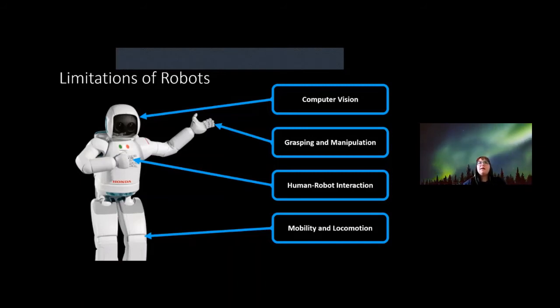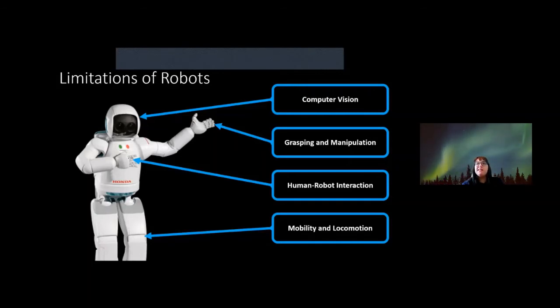Another key point is, I'll group these two together. When we think about grasping and manipulation, if you think of a robot that needs to pick up objects, it needs to be able to grasp and manipulate different items. This is very challenging because you need all the different pieces that we talked about before, but you also need a really good understanding of contact dynamics and physics.